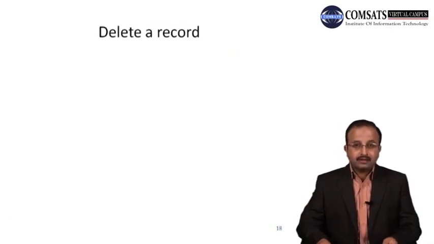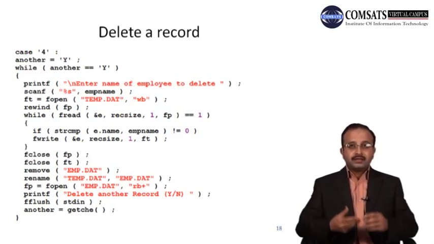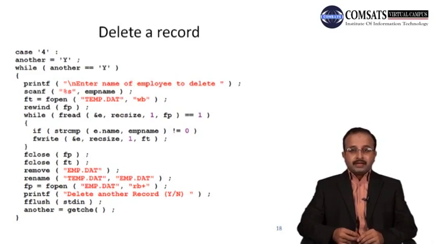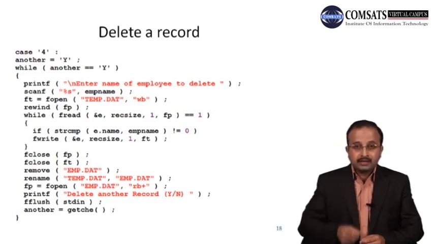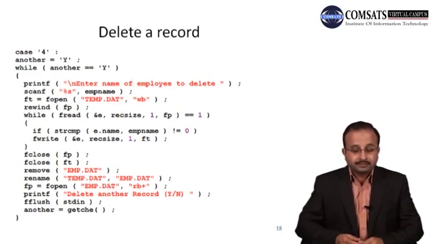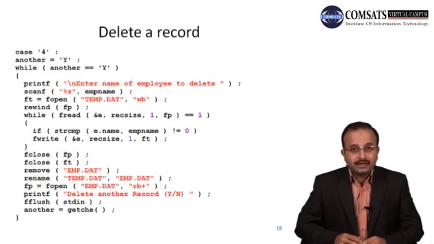Now let's see how we can delete a record. This is the code for the deletion of the record. Let's revise the deletion process. Before deleting, you ask the user to input the name, registration number, or ID to identify which record the user wants to delete. Then you open a temporary file in wb+ mode, that is, you create a temporary file, and then you rewind the original file pointer to the beginning of the file.